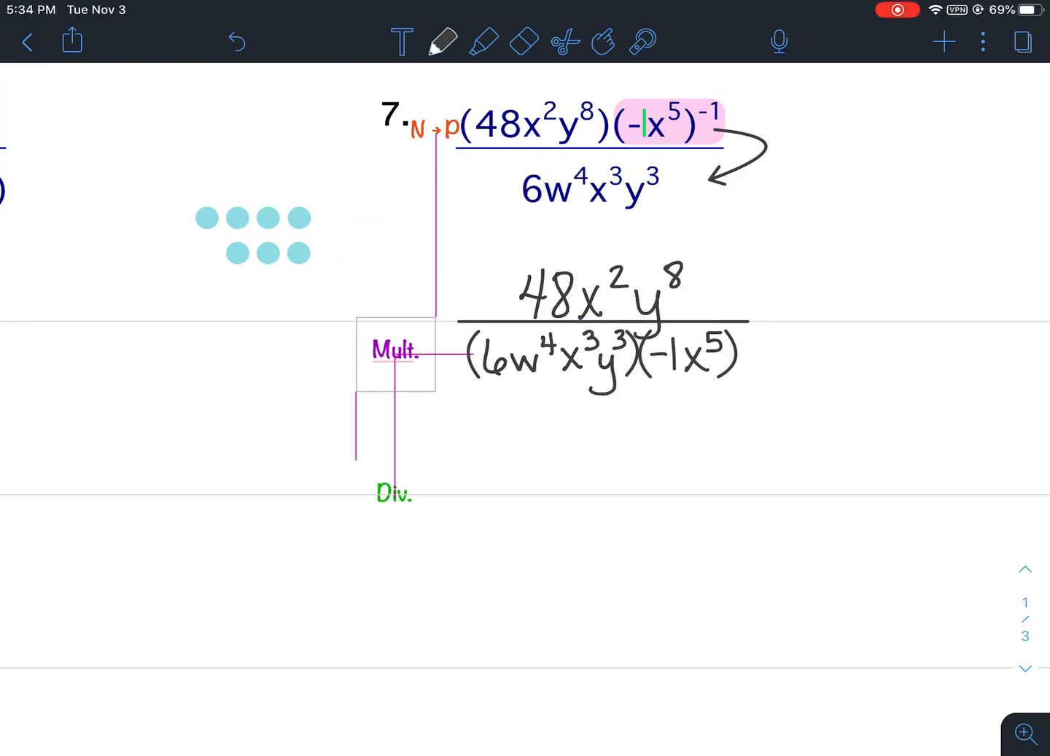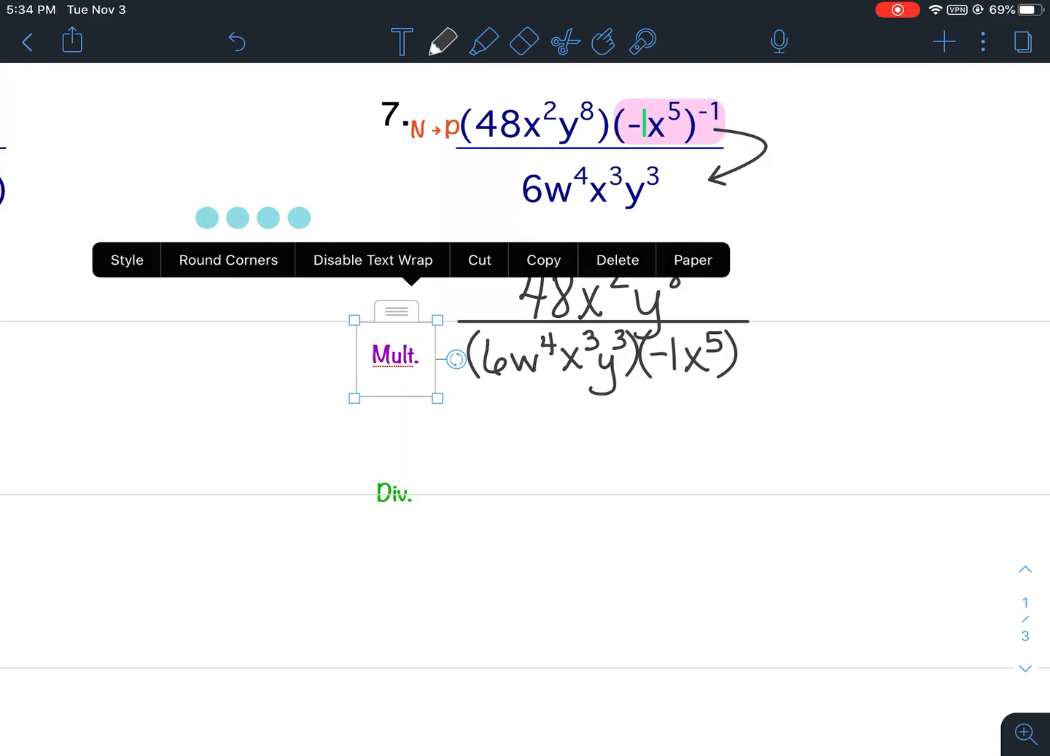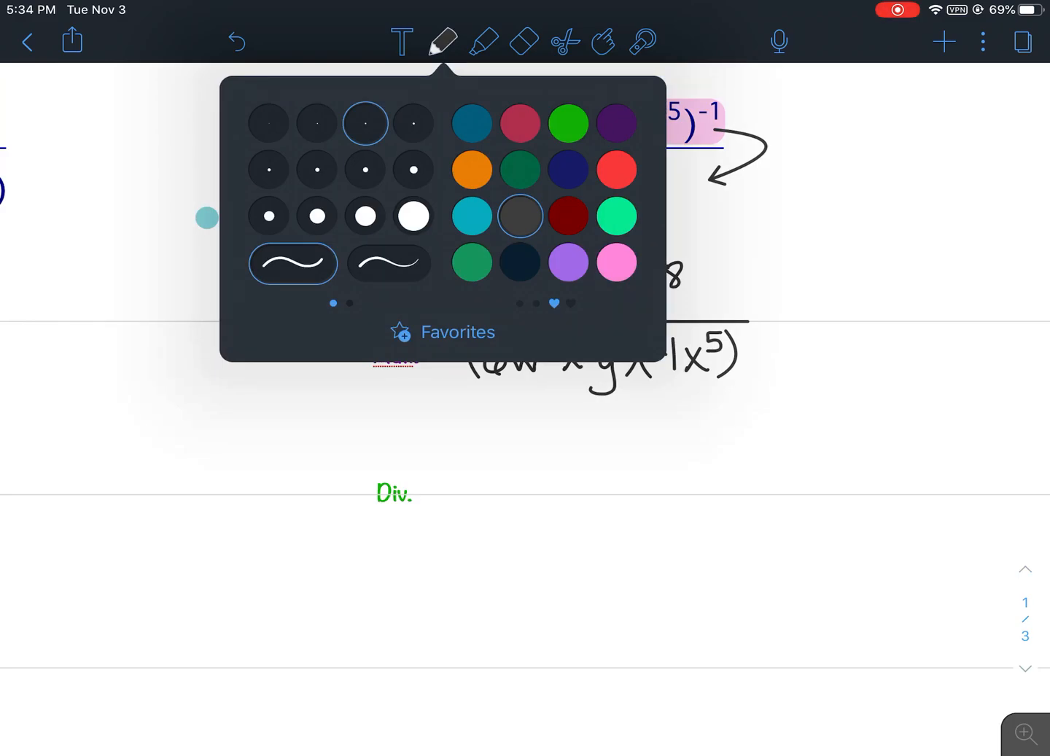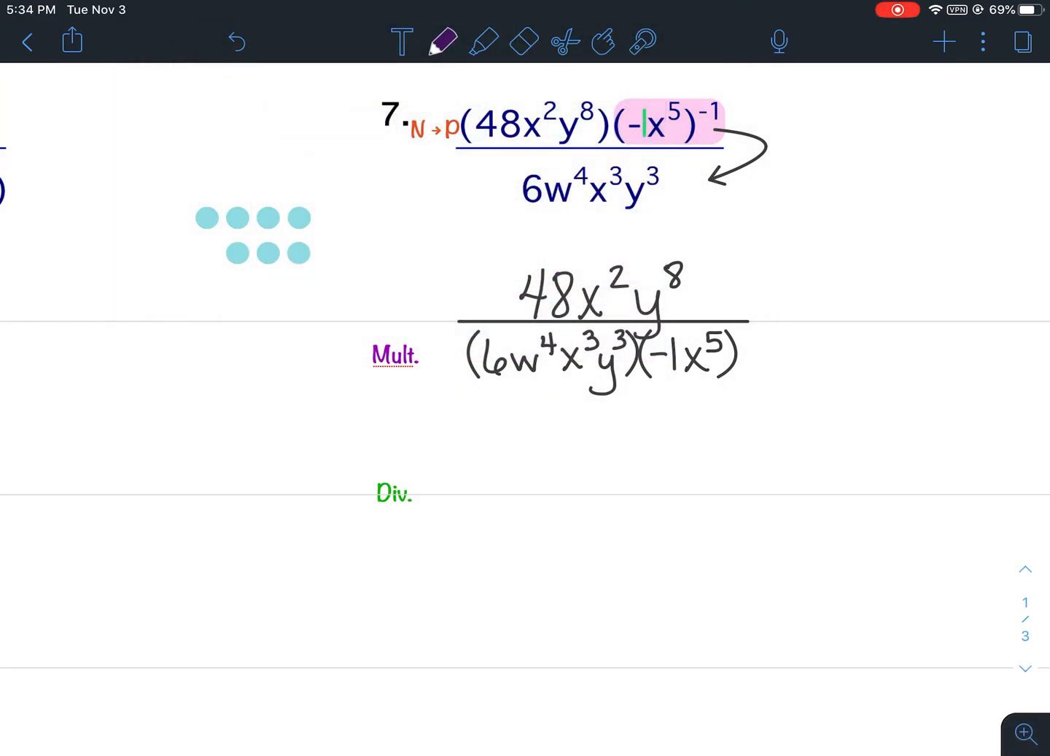So that means I now need to multiply the denominator. The numerator is going to stay the same. So I'm still going to have 48 x squared y to the 8th in the numerator. But in the denominator, first we're going to take 6 times -1. 6 times -1 would be -6.